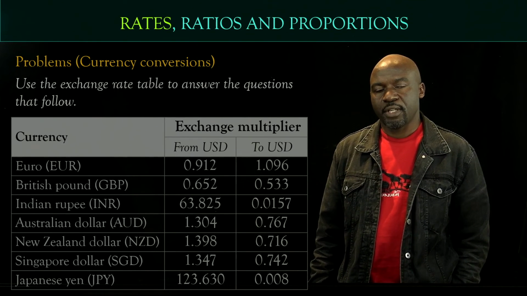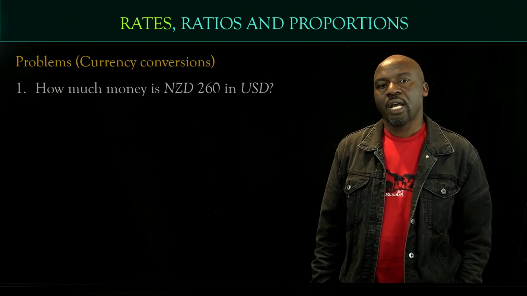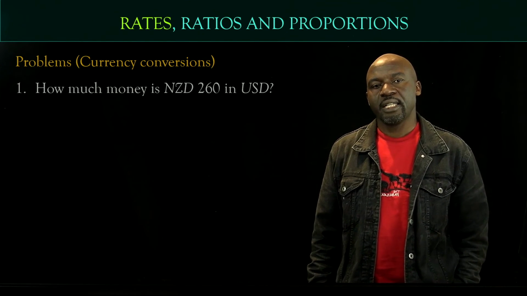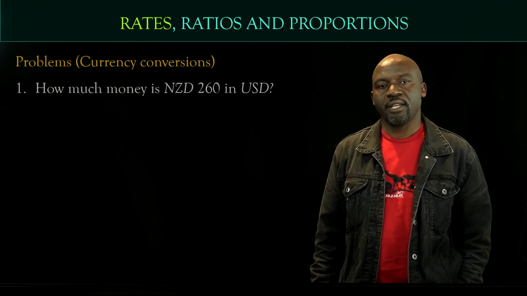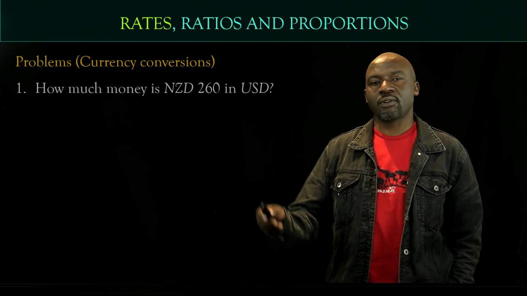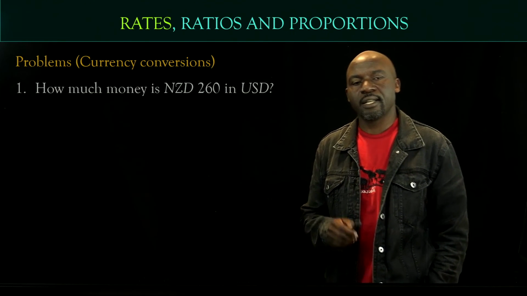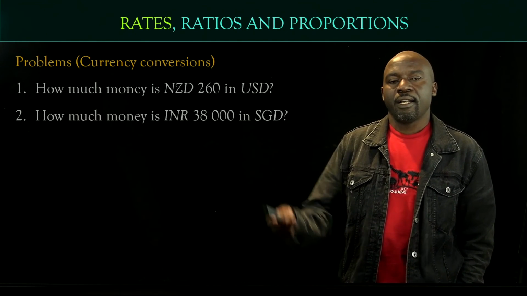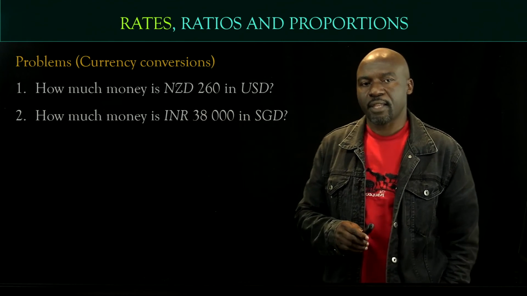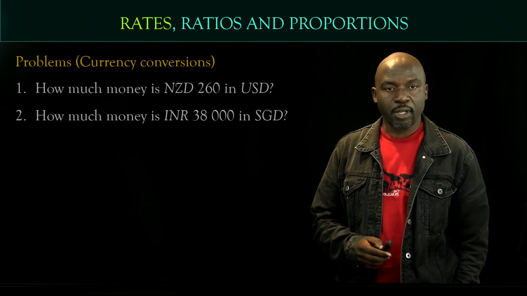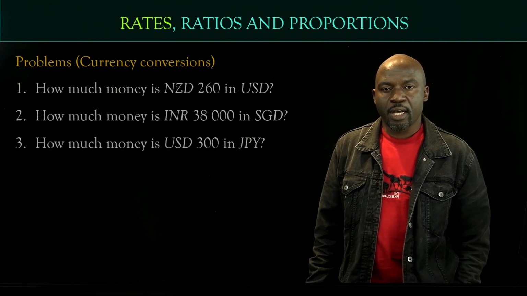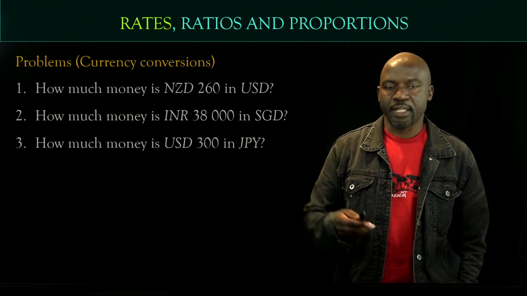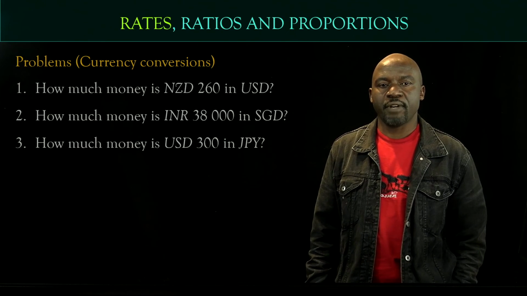Given that information, you can always scroll back to see the table. We want to answer the following questions. How much money is 260 New Zealand dollars in USD? In other words, convert this amount of New Zealand dollars to United States dollars. Next, we are changing 38,000 Indian rupees to Singapore dollars. Here we are changing 300 United States dollars to Japanese yen. So how many Japanese yen do we get for 300 US dollars?